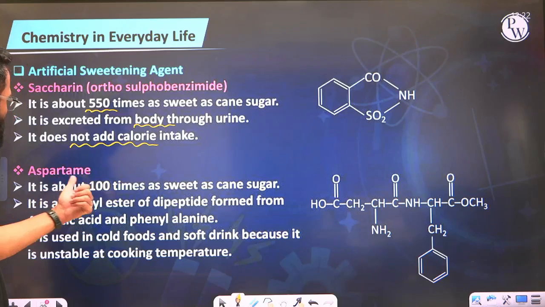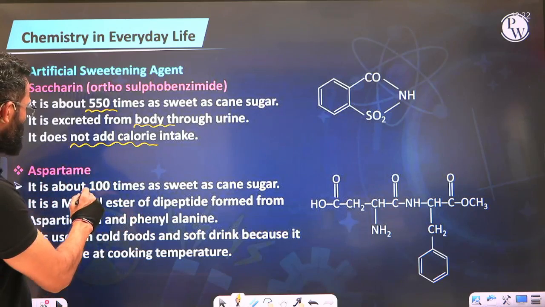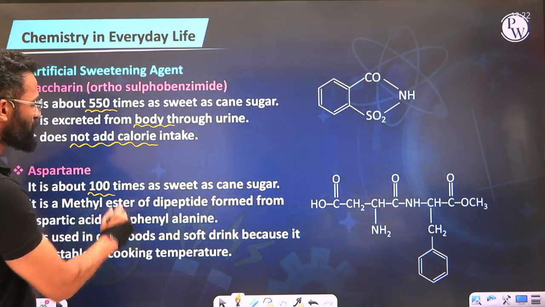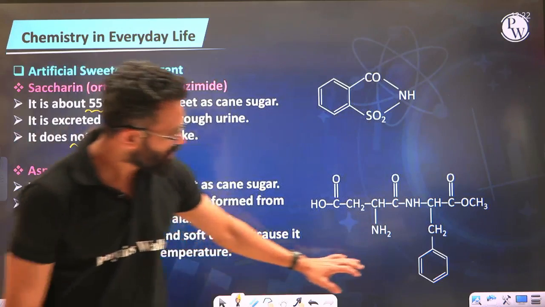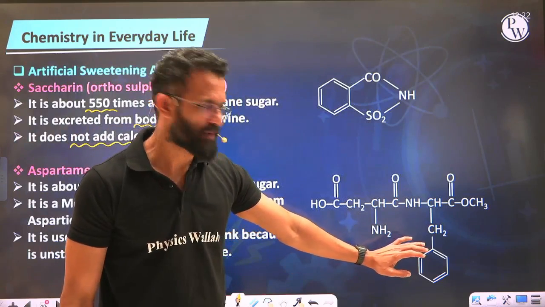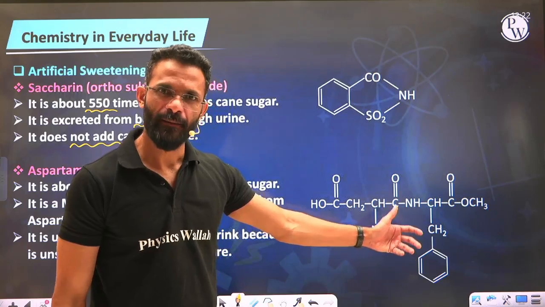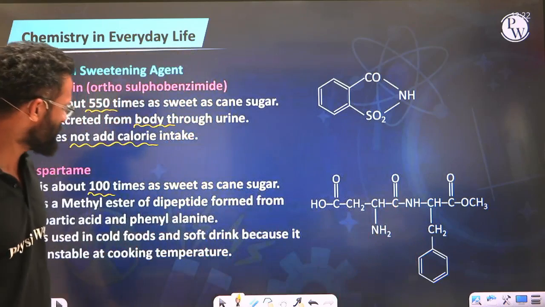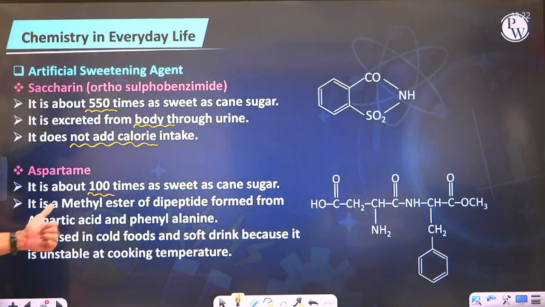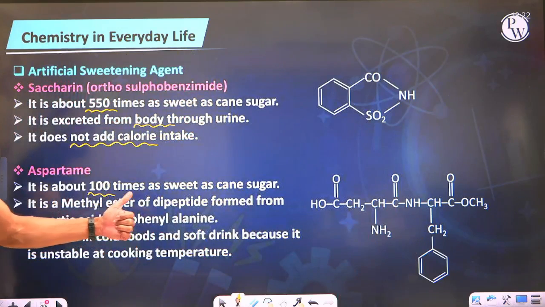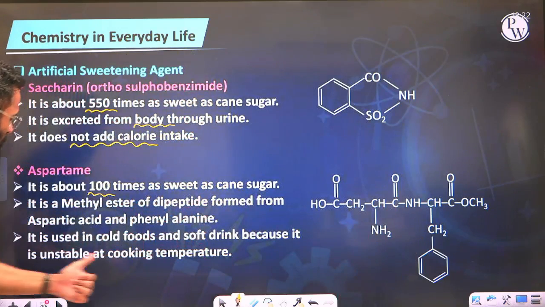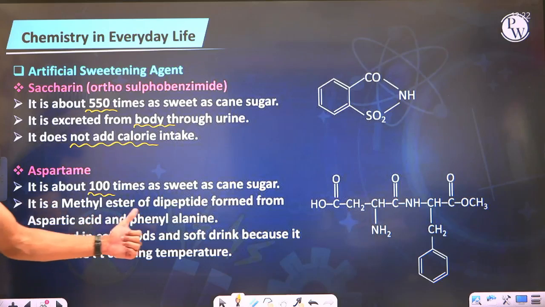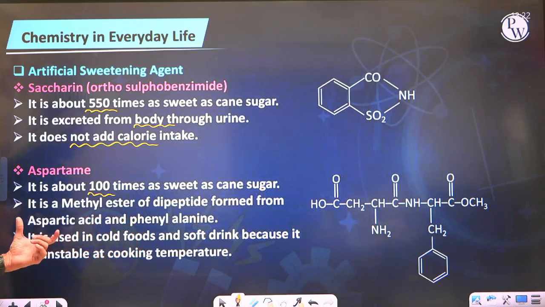The second one is called aspartame. Aspartame is about 100 times as sweet as cane sugar. You can see the structure right here. You are not expected to remember the structure, but yes, this is how it looks. It is basically the methyl ester of a dipeptide formed from aspartic acid and phenylalanine. You'll see there are two parts here.